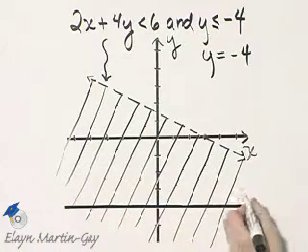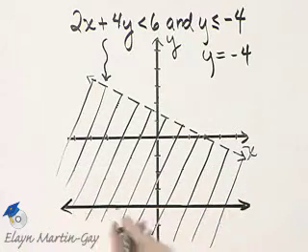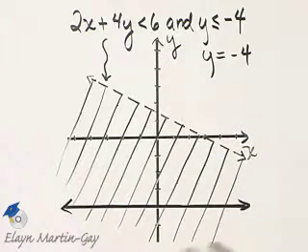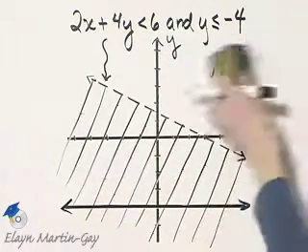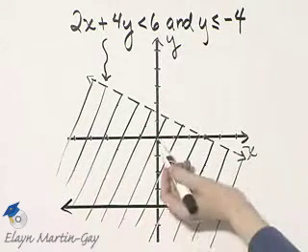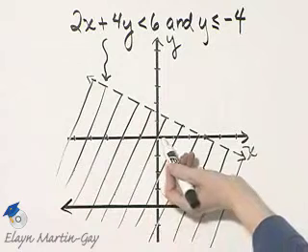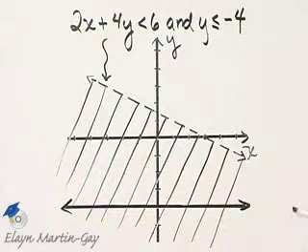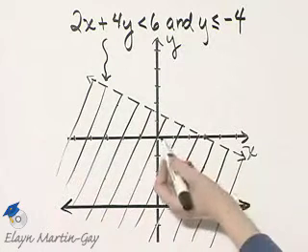Now concentrate on just this horizontal boundary line. I need to shade above or below it, and we find out how to shade by looking back at the original inequality. Choose a test point. I'll choose 0, 0 again. I like that point as a test point as long as it's not on the boundary line.